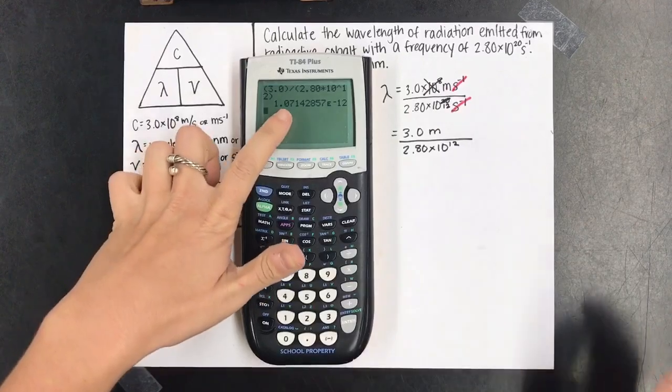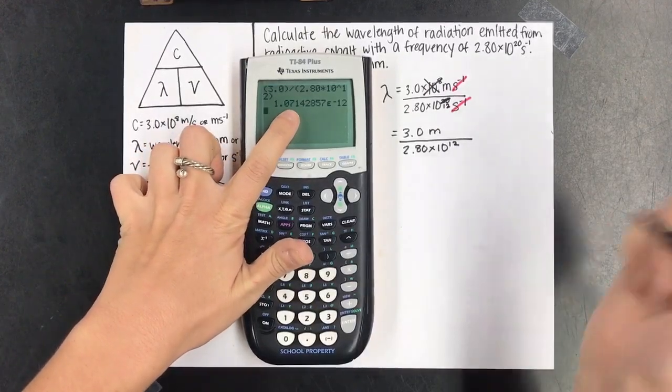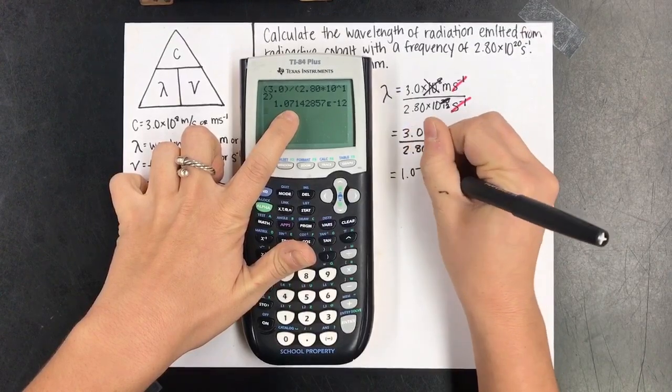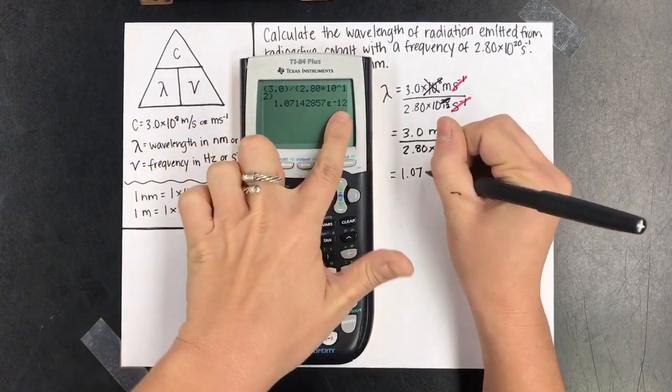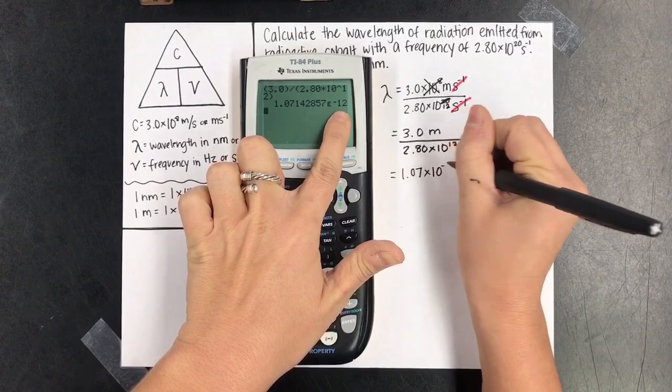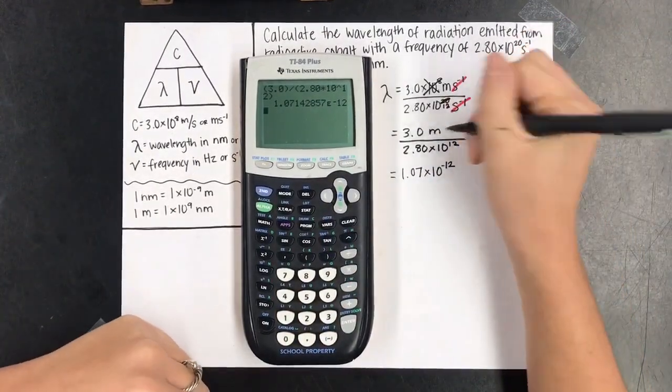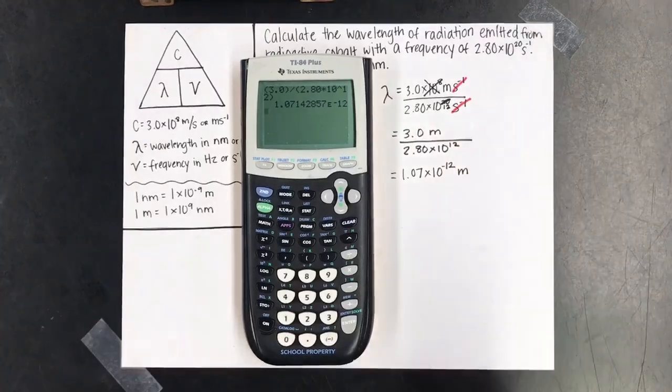Okay, and so I'm going to see here. I'm going to take it to the second decimal place. And do not forget this over here, times 10 to the negative 12. Again, my meter did not cancel.